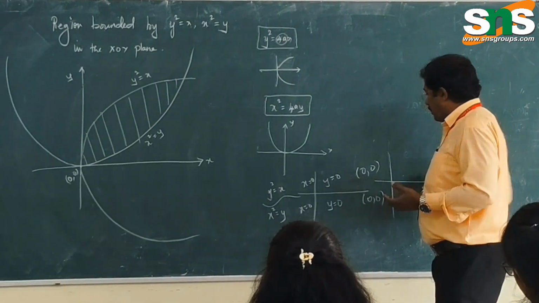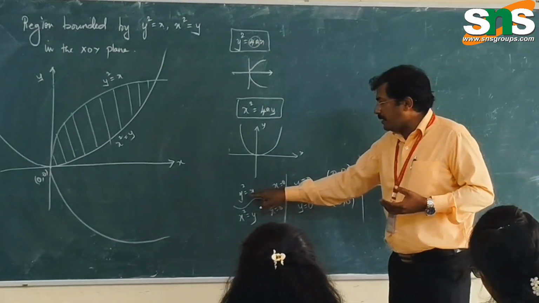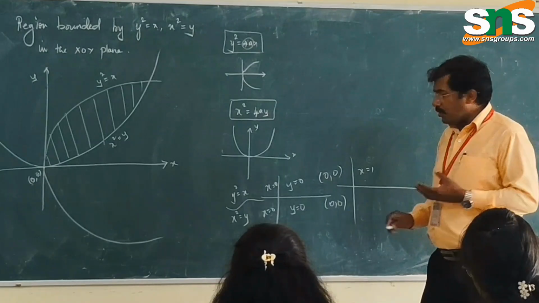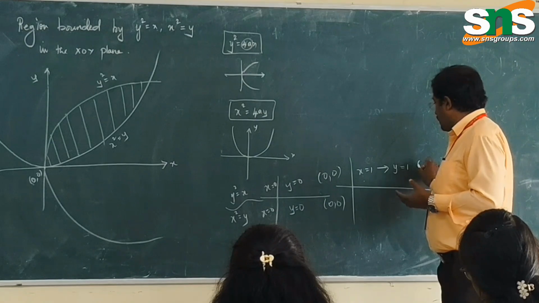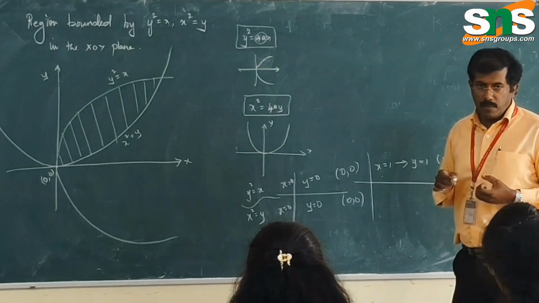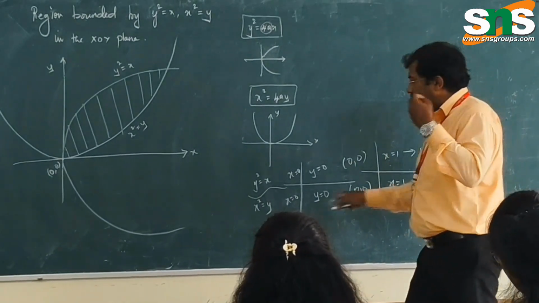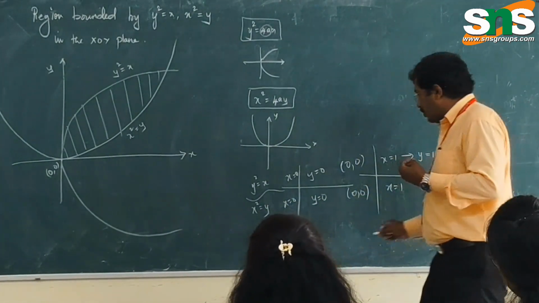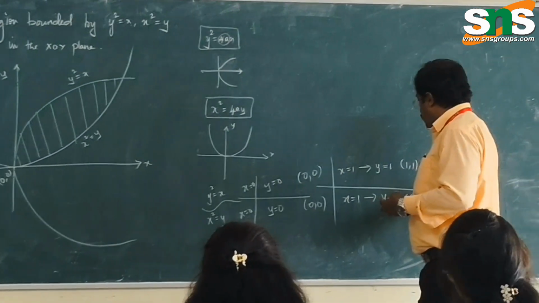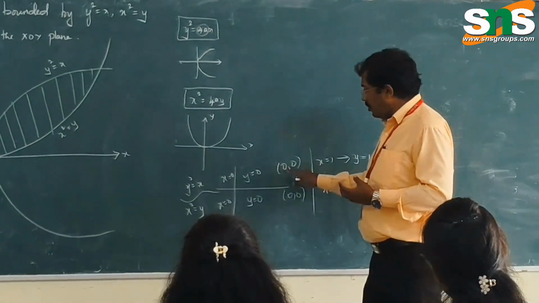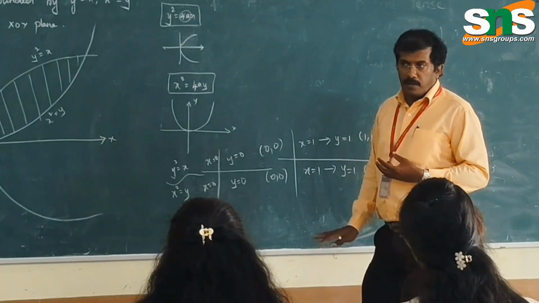Okay, let me take another x value, when x is equal to 1. When I apply x equal to 1, y is also 1. So the point is 1, 1. For the next equation, when x equal to 1, y is also 1. So the point is 1, 1. So these two points are common: 0, 0 is a common point for both the equations, and 1, 1 is the common point for both the equations.